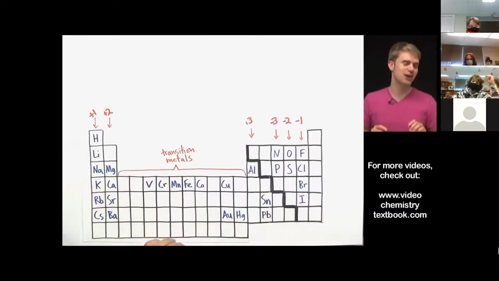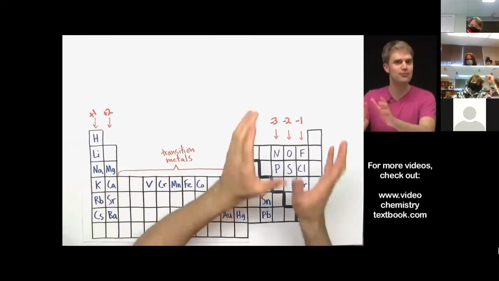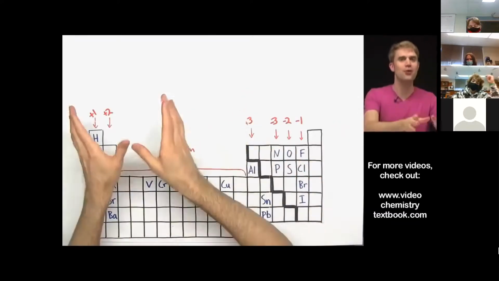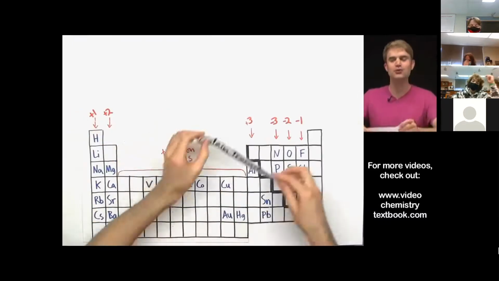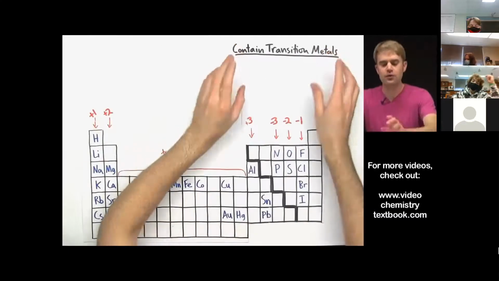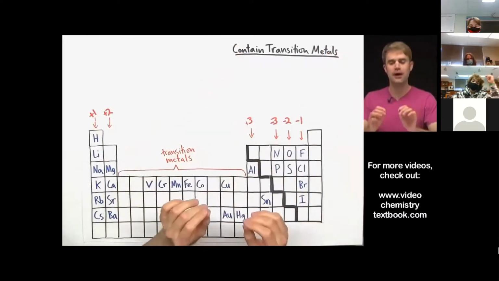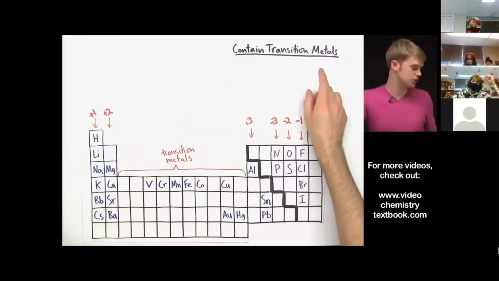The first thing I want to talk about is when we use Roman numerals for naming and when we don't. This confuses a lot of students, okay? So when do we use Roman numerals? Well, we use Roman numerals when we're naming compounds that contain transition metals.